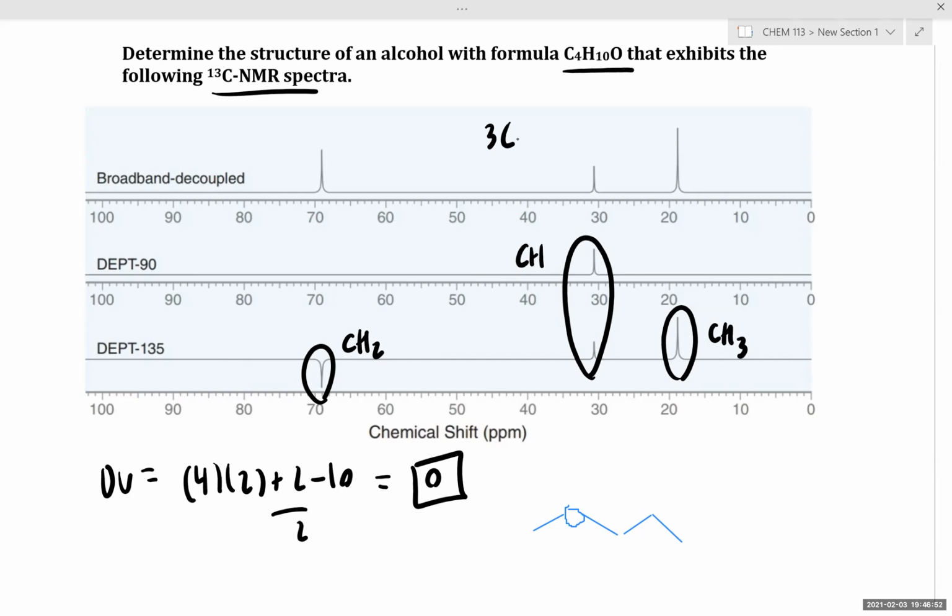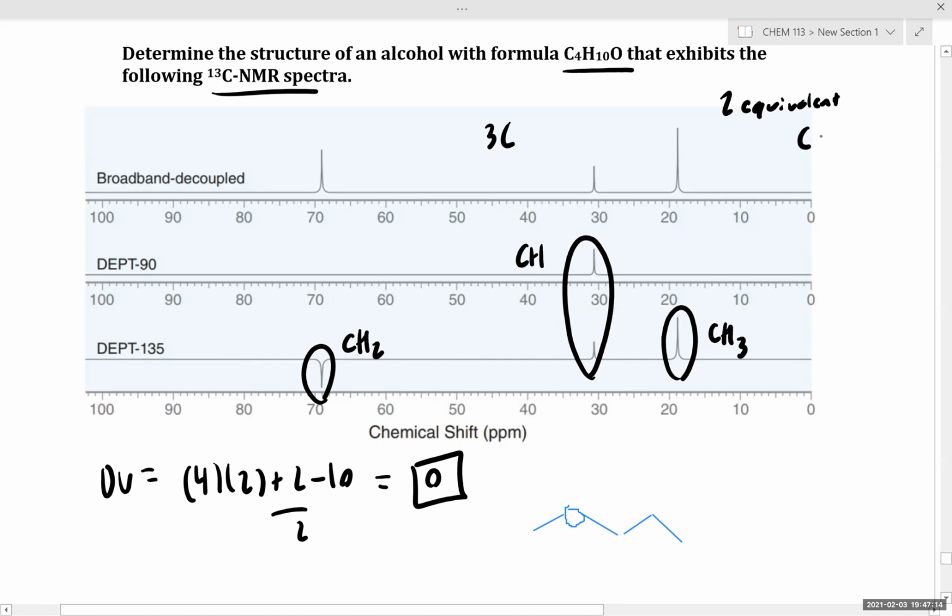We only see three carbon signals, and we have C4H10O. What does that tell us? If we only see 3 signals for 4 carbons, what's special about that? What does that mean? That 2 of them are chemically equivalent. Yep, exactly right. So we have 2 equivalent carbons.